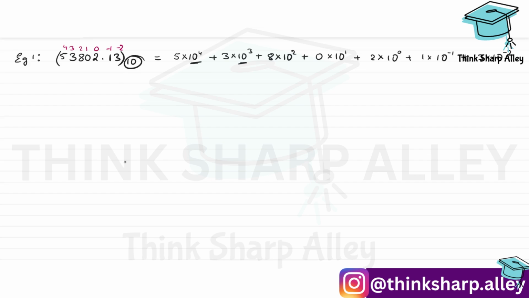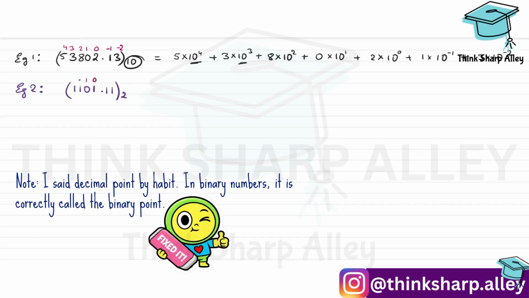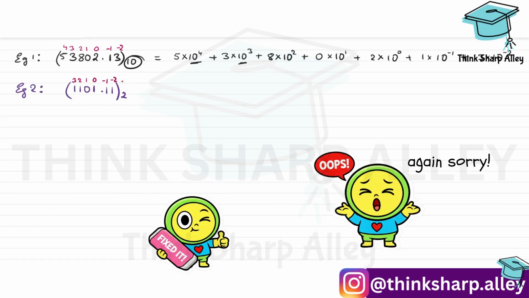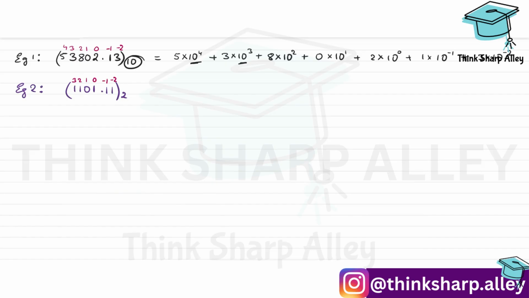So let us take a binary number. For example, this. Again, the powers to the left of the decimal point will be non-negative, starting with 0, 1, 2, 3, and right side of the decimal point, powers of 2 is going to be negative, -1, -2, and so on. Now we'll write it.